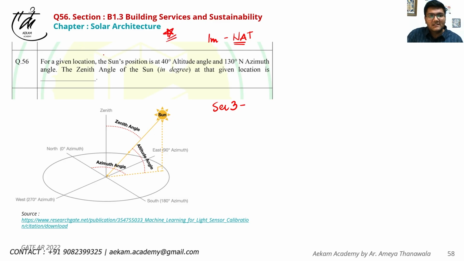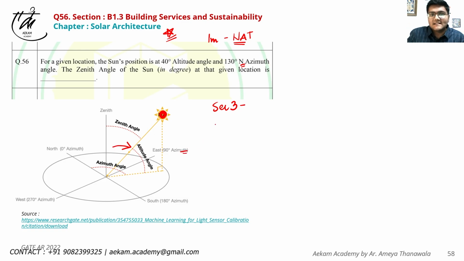For a given location, the sun's position is 40 degrees altitude angle and 130 degrees azimuth angle north. The zenith angle of the sun in degree at that given location is dash. So basically, there are certain angles when we talk about solar architecture related to your sun's position. So if you see this illustration, there is north, east, south, and west. And related to sun's position, right? The planar angle, if you see in plan, the planar angle across directions is called as your azimuth angle.